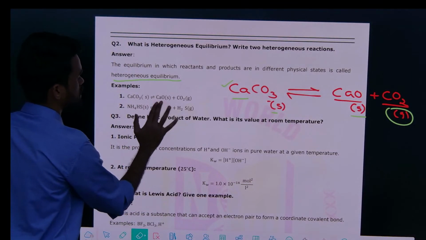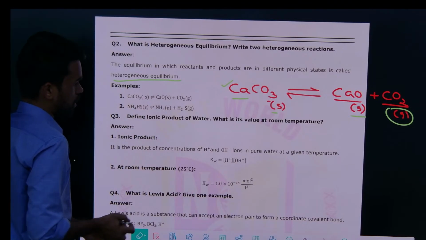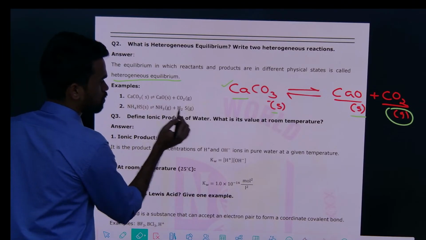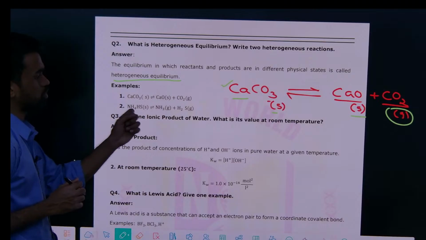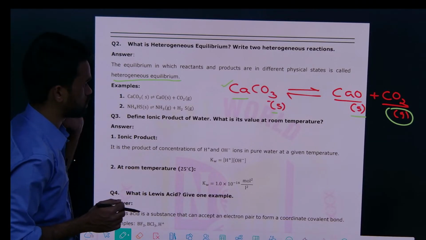One more reaction is also mentioned here. See, NH4HS decomposes to give ammonia plus H2S gas. This is one more heterogeneous equilibrium reaction example. That's it. These are the two things you need to remember.